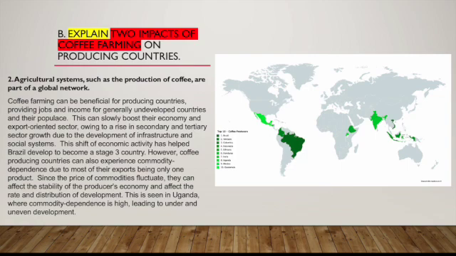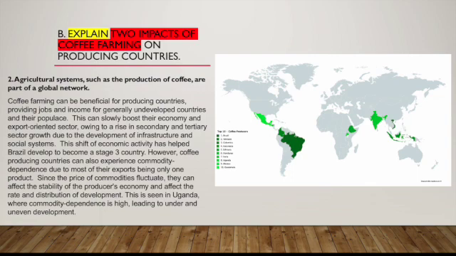B. Explain 2 impacts of coffee farming on producing countries. A sample answer for this could be, coffee farming can be beneficial for producing countries, providing more jobs and income for generally underdeveloped countries and their populace. This can slowly boost their economy, an export-oriented sector, owing to a rise in secondary and tertiary sector growth due to the development of infrastructure and social systems. This shift of economic activity has helped Brazil develop to become a Stage 3 country.